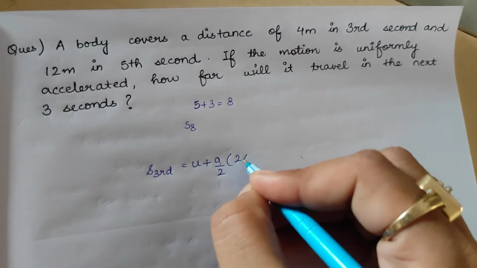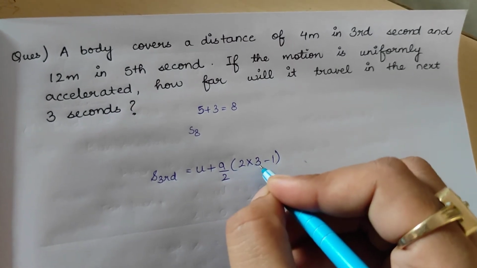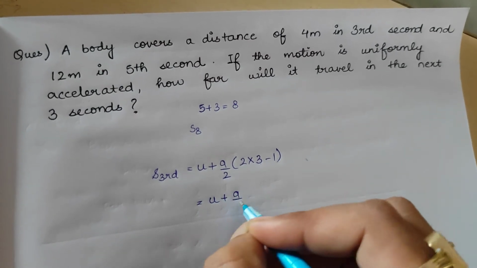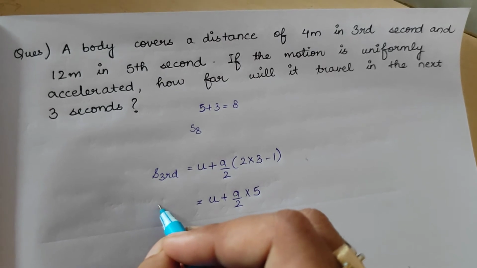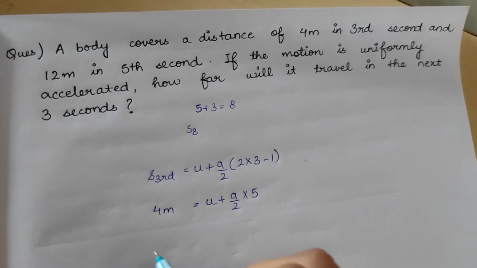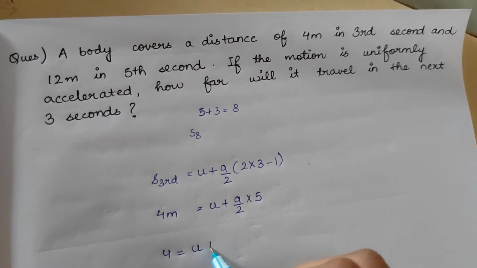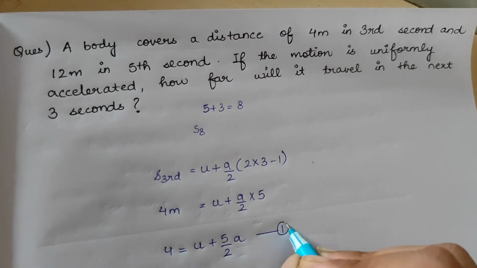2N. 2 into N. What is N? 3 minus 1. Now 2 into 3 gives us 6. 6 minus 1 is 5. So we will get U plus A by 2 into 5. And here the distance was 4 meter. So we will get an equation which is 4 is equal to U plus 5 by 2A. Let us mark this as equation 1.